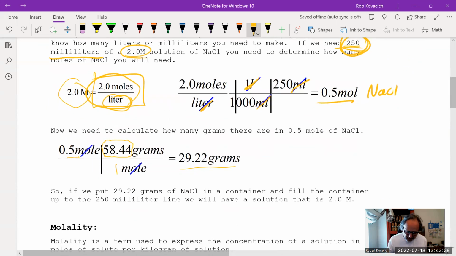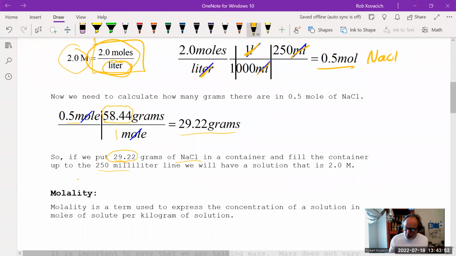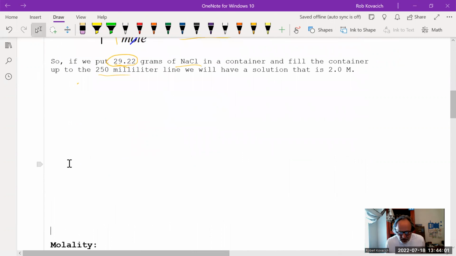That's going to be important. We're going to put 29.22 grams of NaCl into the container, and then we're going to fill it up to the 250 milliliter line. So it's a little bit more complicated when we're doing this in the lab. Not a lot more complicated, just a little bit more complicated. The containers that you use to make this solution are called volumetric flasks. That's a bad drawing of a volumetric flask.